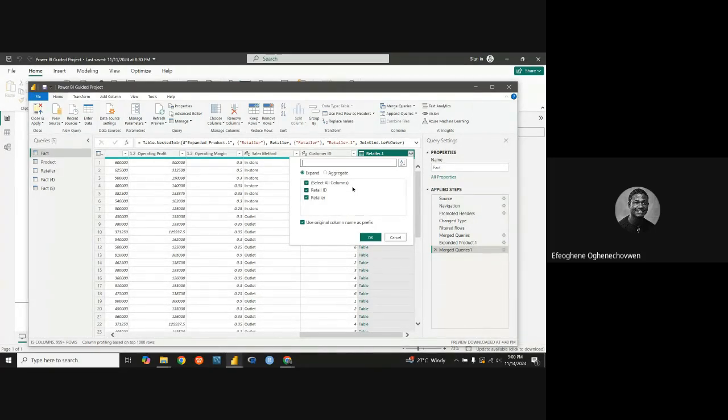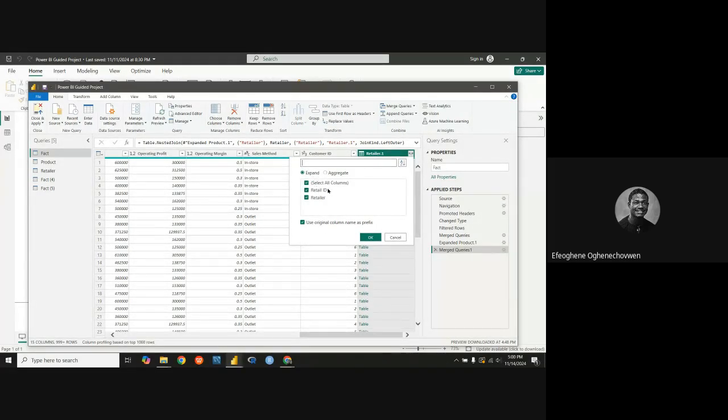It has just created a connection or a link to my fact table from my dimension retailer table. So it says use original column name as prefix. I don't want to use original column name as prefix. I can get rid of it. You can still leave it anyway, it's not a big deal.